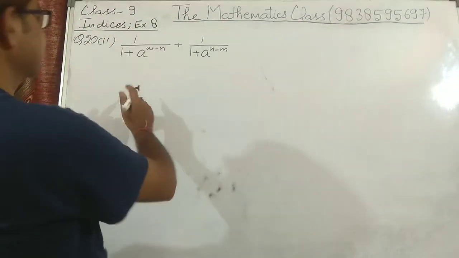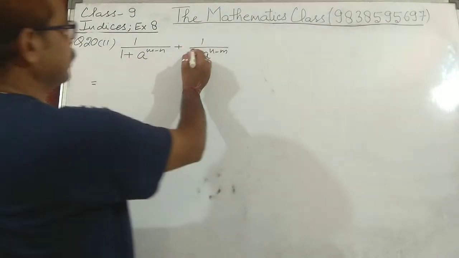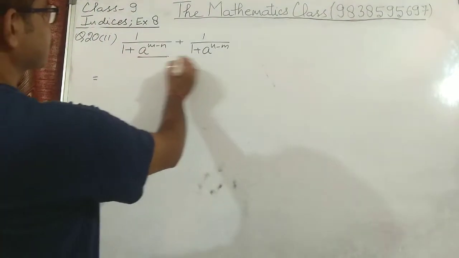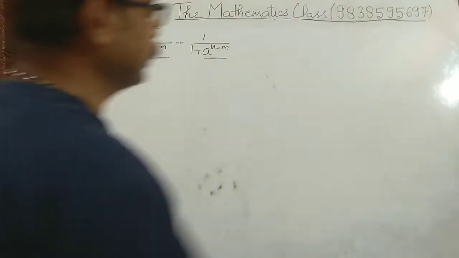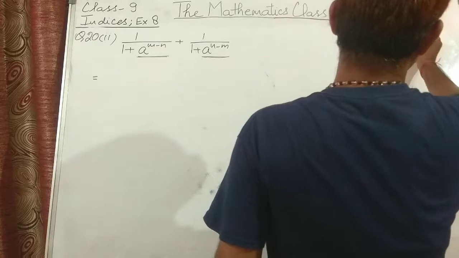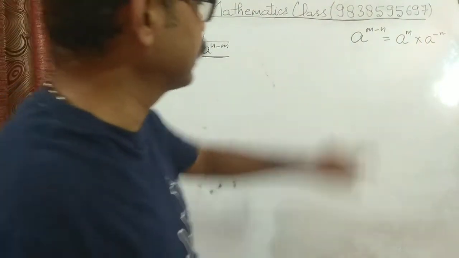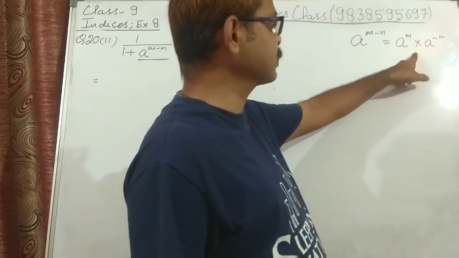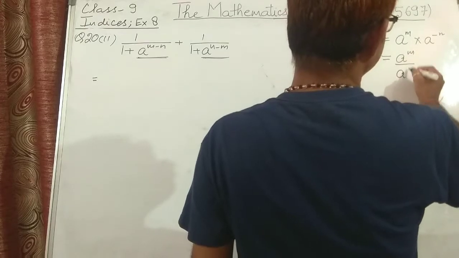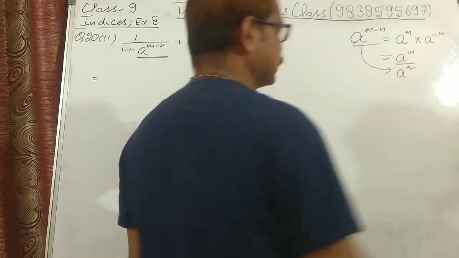Now the question is 1 upon (1 plus a to the power m minus n) plus 1 upon (1 plus a to the power n minus m). First of all, we need to concentrate on these two things. If it is written a to the power m minus n, it means it is a to the power m into a to the power minus n, because we know that powers get added when the bases are same. So this can be broken like this, and if it is minus n, we can write it as a to the power m upon a to the power n. So I am writing this directly as this.